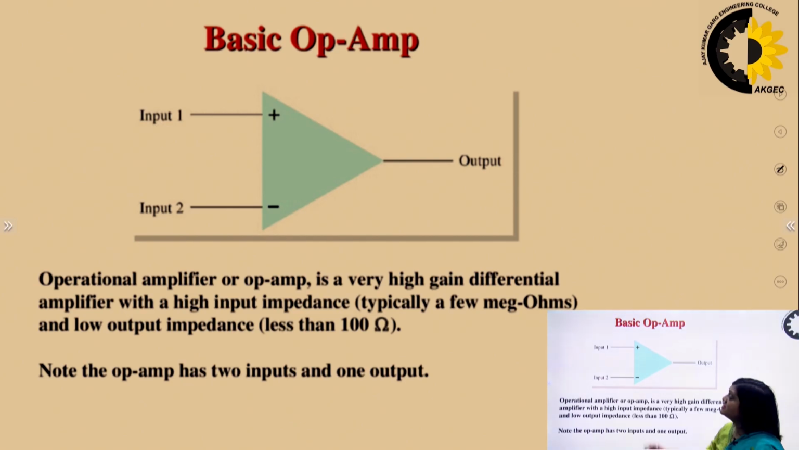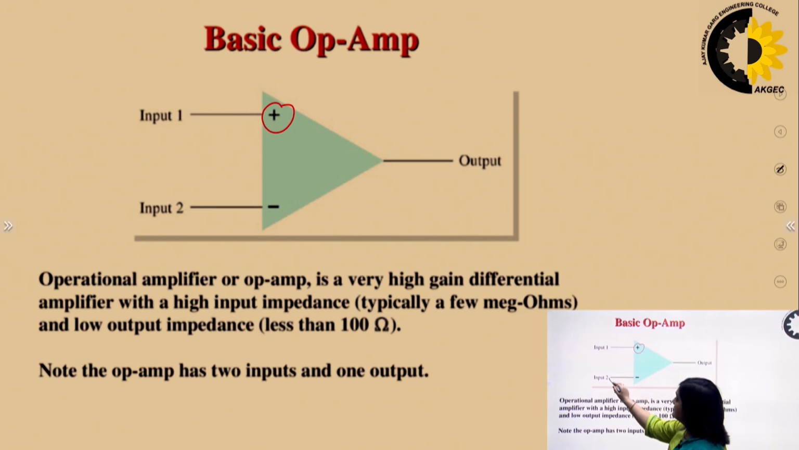Now we can see this is the symbol for the operational amplifier, and these are the pin numbers. This is the non-inverting input, plus is the non-inverting terminal, and minus is the inverting input.